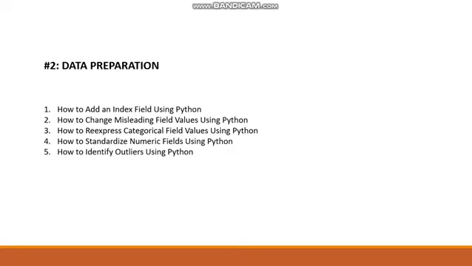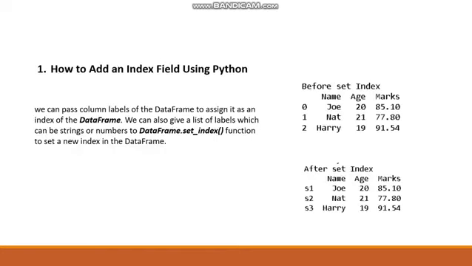Now, coming to the next topic, that is data preparation. In this topic, we will see how to add an index field using Python, how to change misleading field values using Python, how to re-express categorical field values using Python, how to standardize numeric fields using Python, how to identify outliers using Python. So, first, how to add an index field using Python.